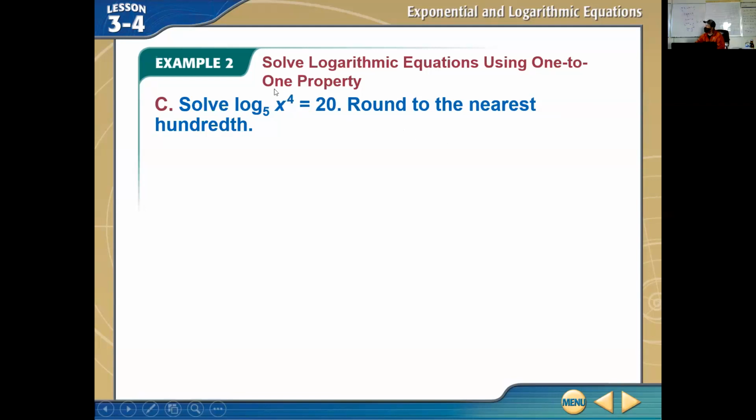Here, we got to use the power property. Okay, this log base 5 of x to the fourth. We're going to bring that 4 out front, and then we're going to divide. It should make it pretty simple for us.